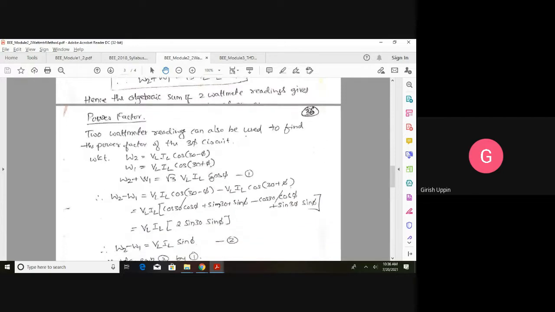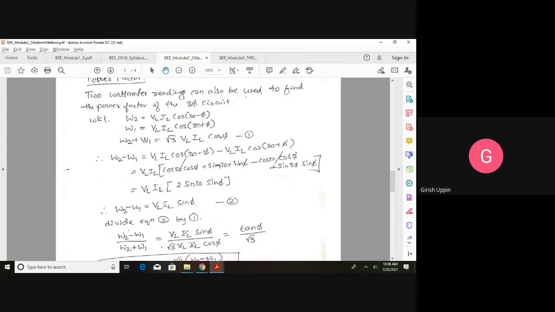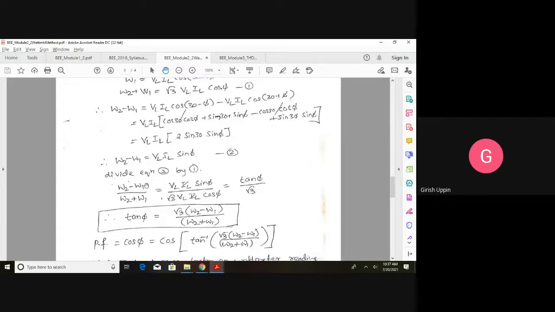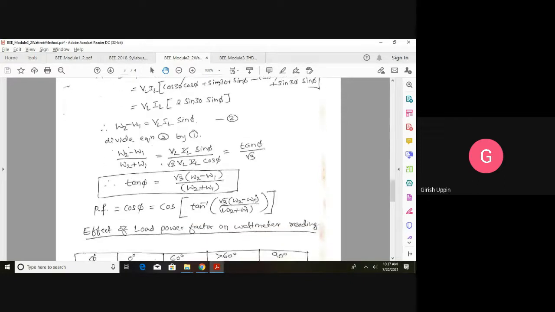Similarly, we can find the power factor using the wattmeter readings only. Wattmeter 2 is VL IL cos(30 − φ). Wattmeter 1 is VL IL cos(30 + φ). W2 plus W1 we already know, root 3 VL IL cos φ. W2 minus W1, if we simplify, what do we get? VL IL sin φ. If I take the ratio of W2 minus W1 upon W2 plus W1, I get VL IL sin φ divided by root 3 VL IL cos φ, which is nothing but tan φ divided by root 3. That's why tan φ is equal to root 3 times (W2 minus W1) divided by (W2 plus W1). So you have to remember this formula also.